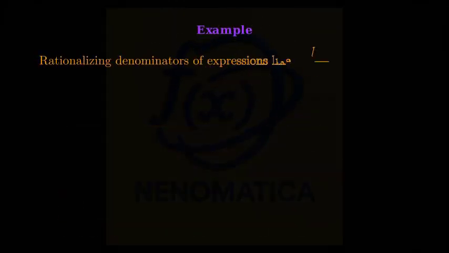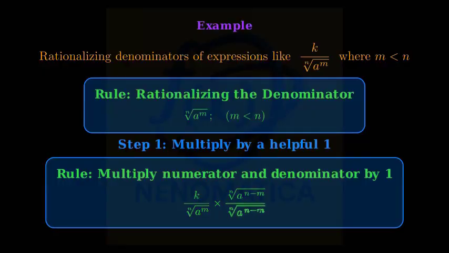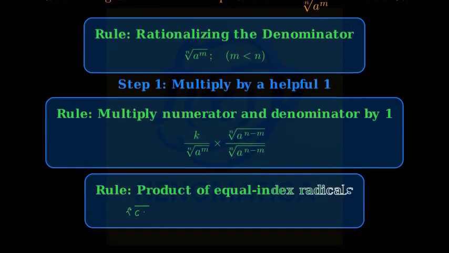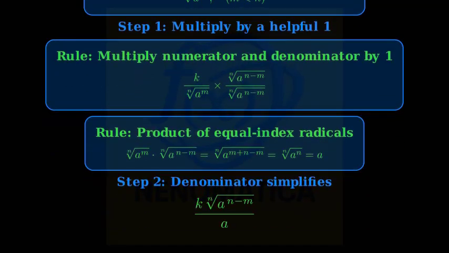We will state the general goal. Rationalize denominators of expressions like k over the nth root of a to the m, where m is less than n. Here is the core template we will use. The expression involves the nth root of a to the m, where m is smaller than n. This choice completes the missing power under the root. Using the product rule for equal index radicals, the denominator becomes a to the first power.